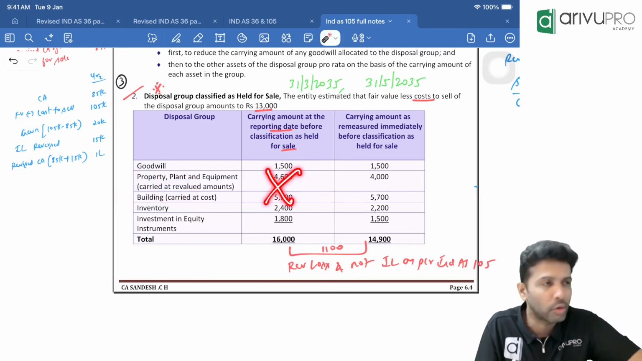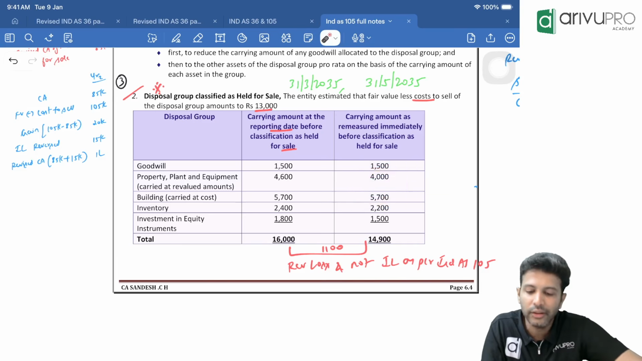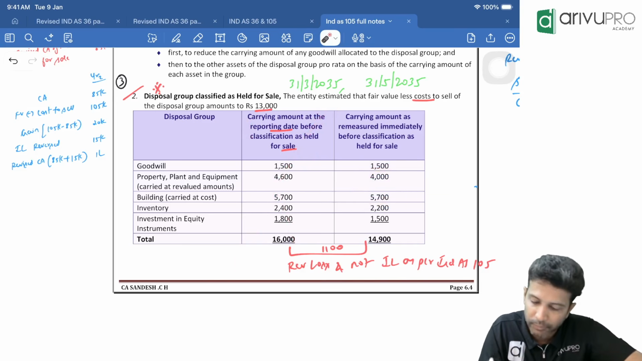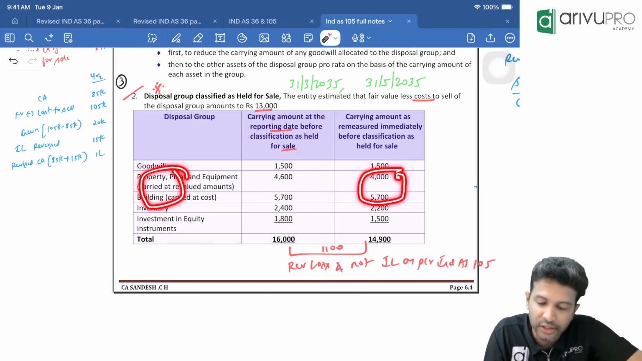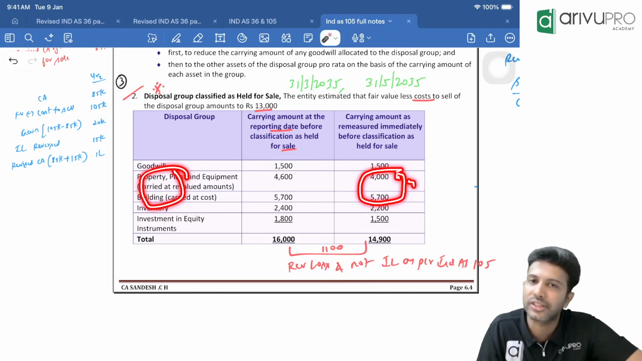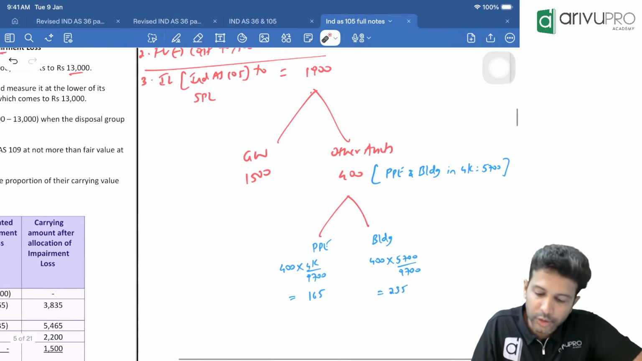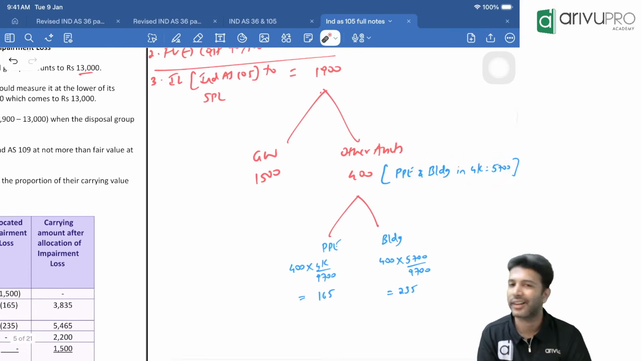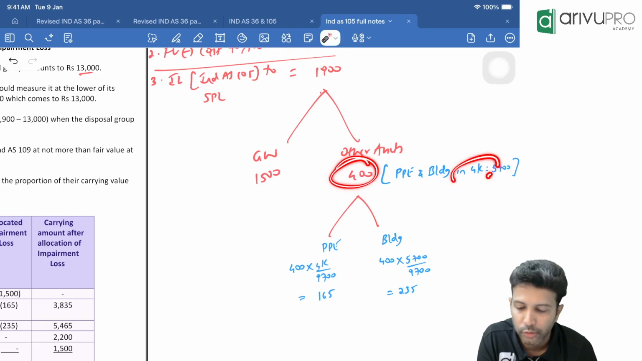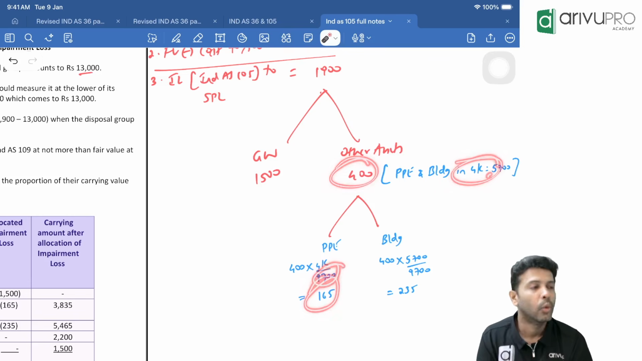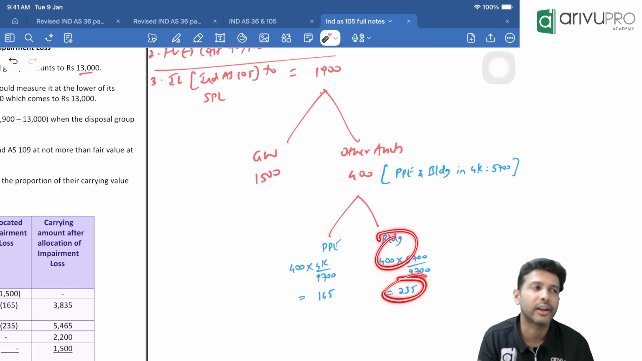Don't take this carrying amount. Before classification as held for sale, what was the carrying amount? 4000, and this column is not at all relevant for us. The only relevant column is this. So the balance impairment loss will be given to these two assets in 4000:5700 ratio. The balance is 400. So if you calculate 400 into 4000 divided by 9700, out of this 400, 165 will be allocated to the PPE. The balance will be allocated to the building.